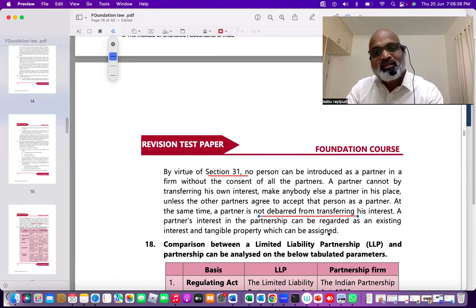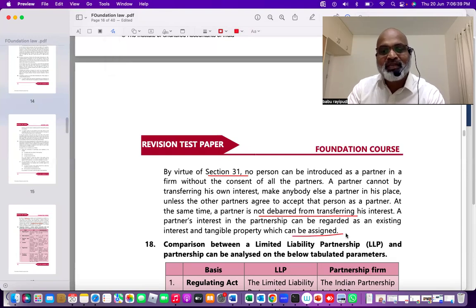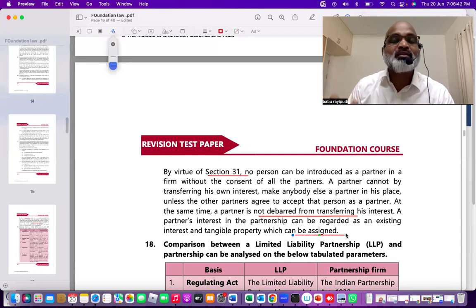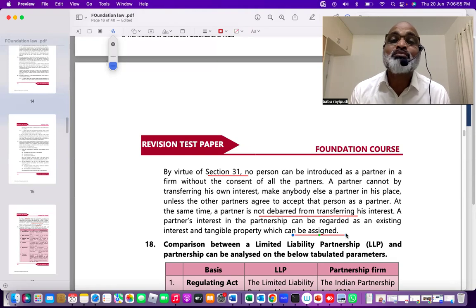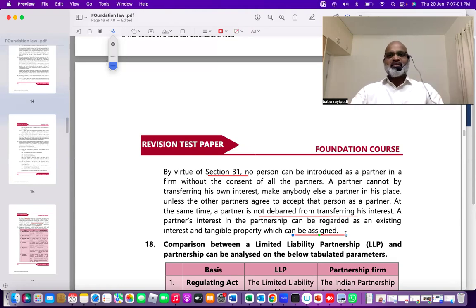So a partner's interest in the partnership can be regarded as an existing interest and tangible property which can be assigned. I'm not saying that you can't transfer your interest to anybody, we are only saying that you transfer with the consent. Once you take the consent, 101%, the outsider will have some rights, especially at the time of dissolution. He will be entitled to settlement of his account according to the share that is given.